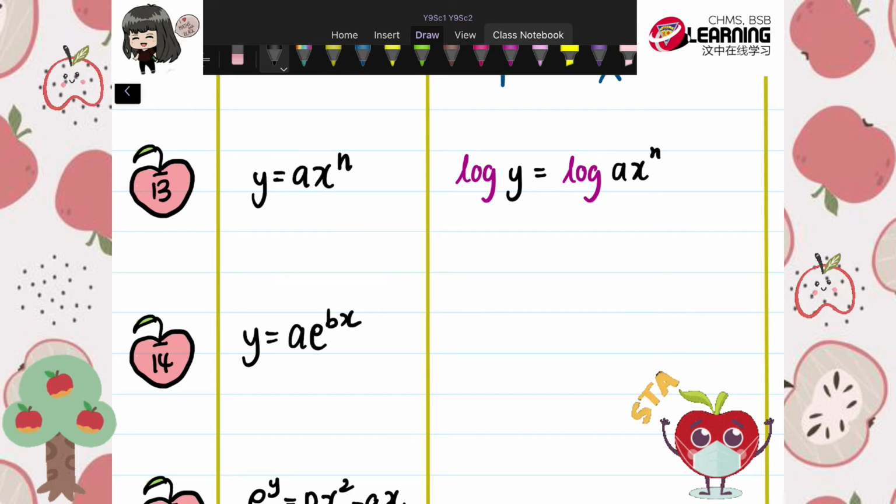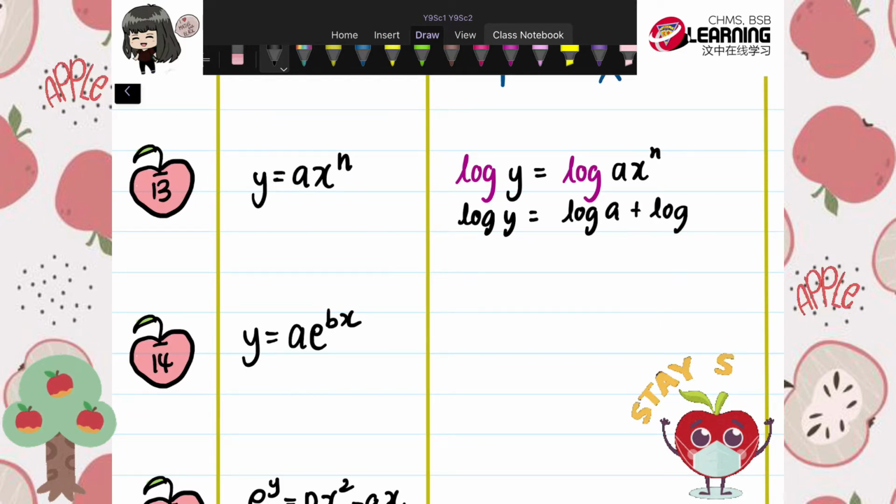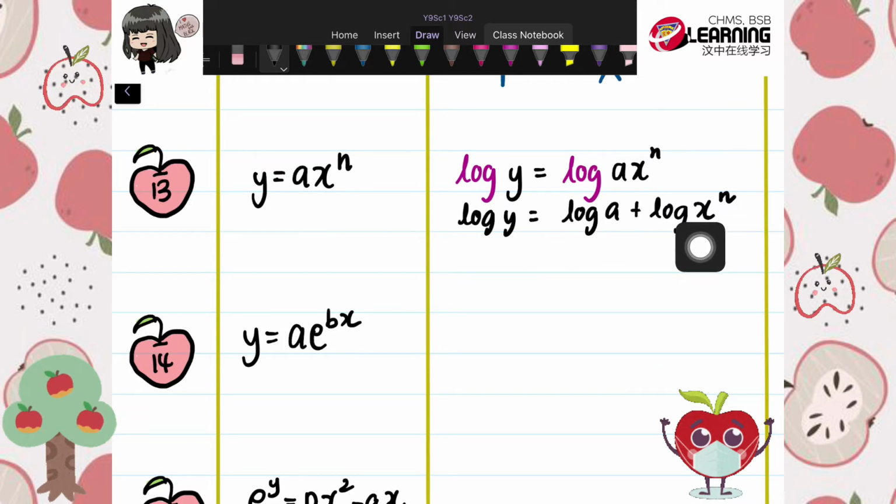So after you log both sides, what you need to do here is break this into 2. Like that. Okay, this is law number 2. If you remember, you break it into 2 logs. This is basically your single log times, break it into double log plus. Right?